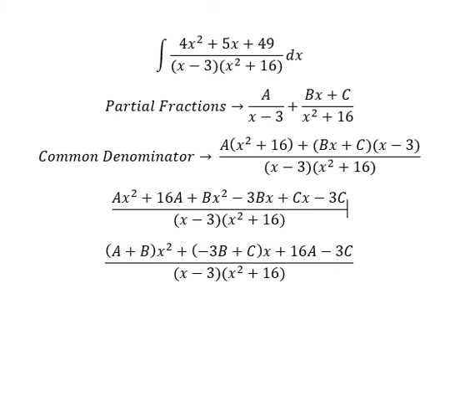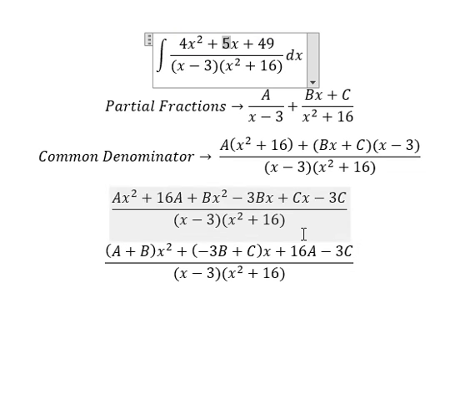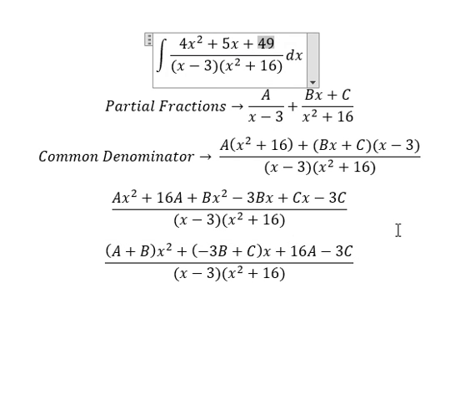Now we need to compare coefficients. For s squared we have 4, so A plus B equals 4. For s we have 5, so negative 3B plus C equals 5. For the constant, this one equals 49.